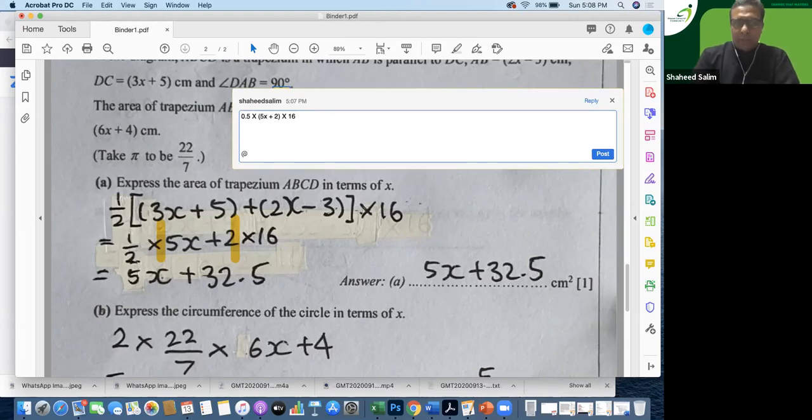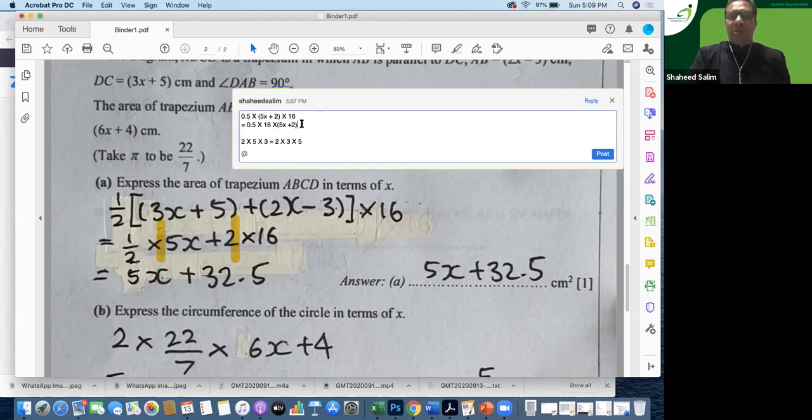So how to do this? Very simple. I'm going to show you this. Watch out. Let's say I have 2 times 5 times 3. Now, can I make it like this? Equals to 2 times 3 times 5. Possible or not? Yes. Okay, so what I'm going to do now, I'm going to do 0.5 times 16 times 5x plus 2. You think it's possible like that? Yes.